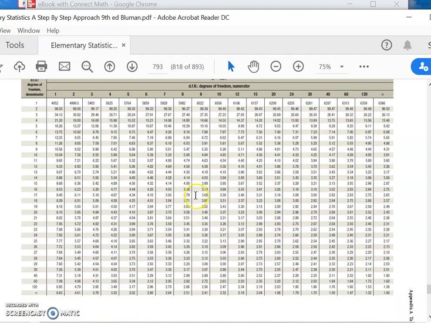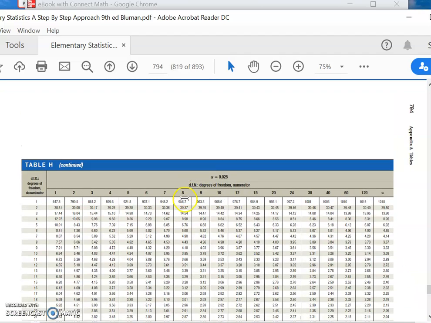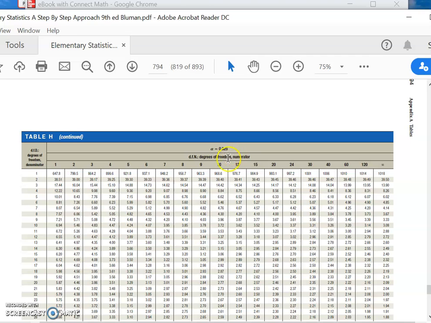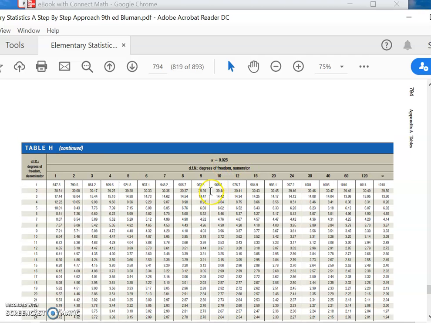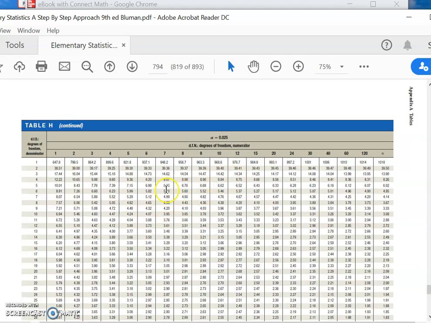So what's going on here is there's too much information to put on one table. They have to do separate tables. Here's alpha equal to 0.025. So you get the idea. We have a separate table for each one of these alphas, okay? Now, this is the degree of freedom. This column right here, we're used to that being the degree of freedom.